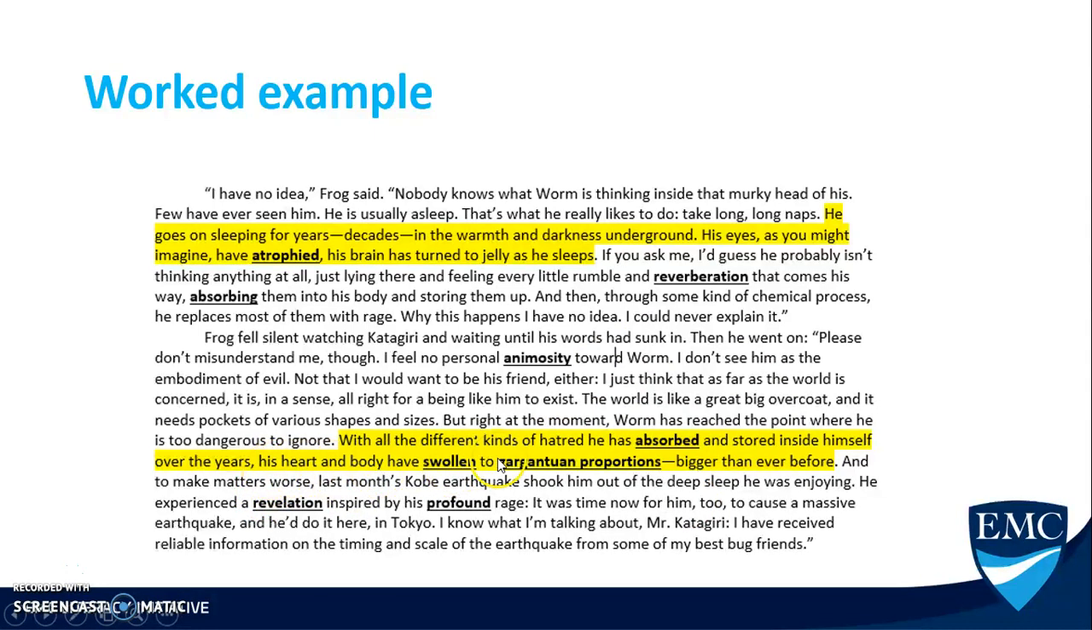His heart and body have swollen to gargantuan proportions, bigger than ever. Now here's an example of that synonym clue. Because he's mentioned bigger than ever before, and that's giving us another way of understanding what's just come in front of it. Swollen to gargantuan proportions. So I'm guessing gargantuan proportions means they've gotten quite big, the worm's gotten quite big, his heart and his body. And they've swollen, the verb, I guess that's about them growing bigger. So his heart and body have grown to a large size.